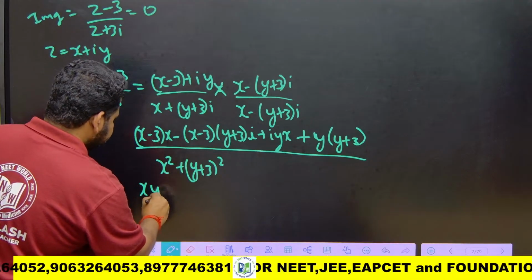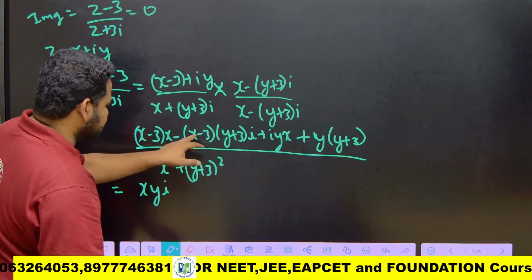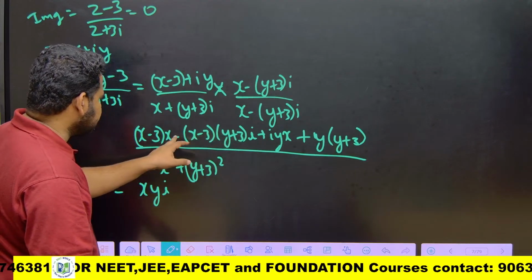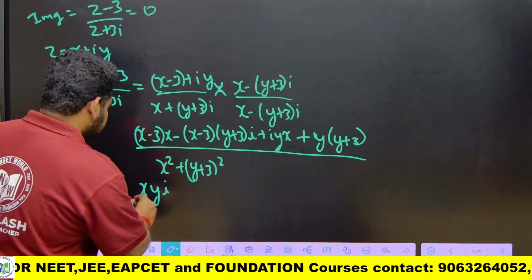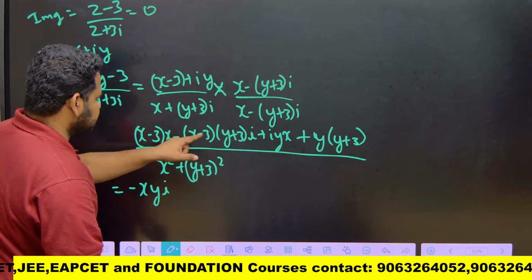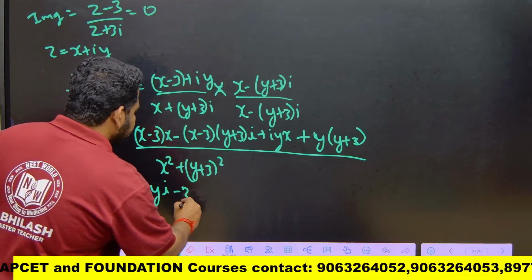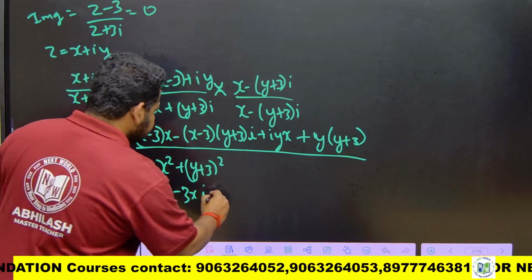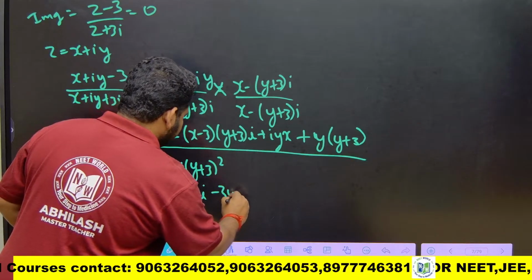Xy into i. Okay, this is what? If I multiply this, this is what I will get? Xy into i, minus xy into i, minus 3x into i. Okay, minus 3x into i. Minus 3 is there. Minus 3 into y into i.